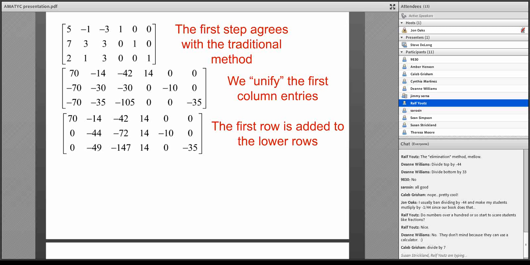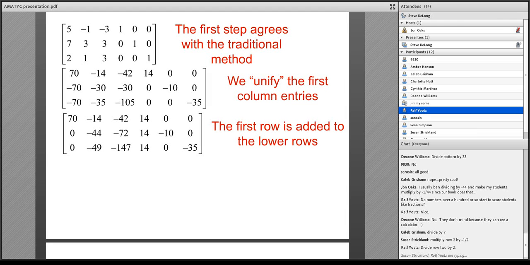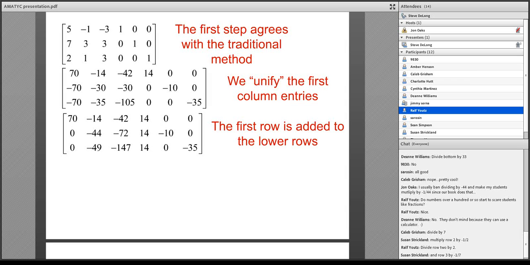You could divide, Caleb says, by 7. That's one thing that you could do. Susan says multiply the row 2 by -1/2. Ralph, I would have said that too. Divide the second row by 2. You're all hot on the trail of what I'm thinking about. What I said was find the greatest common factor in each row and divide by it. So you could shrink the numbers back down, and you're all thinking the same way that I'm thinking here.